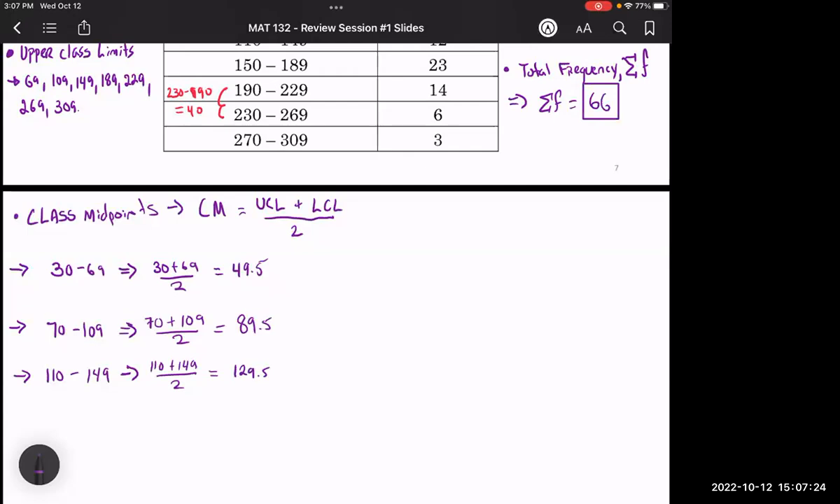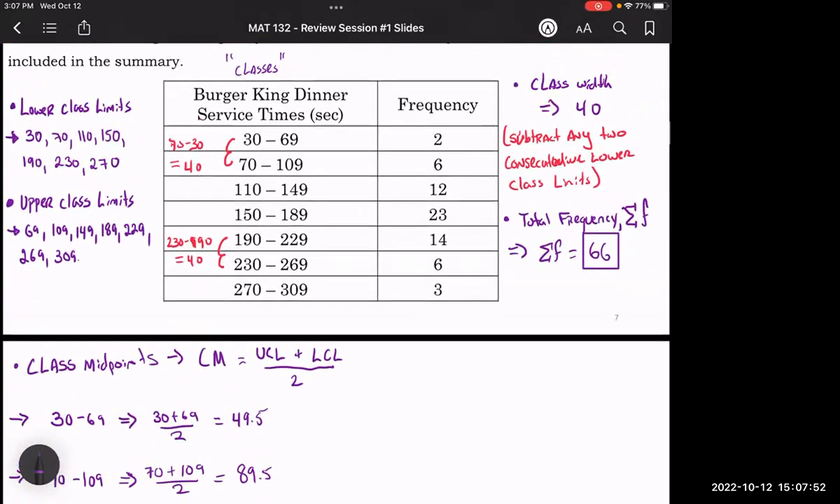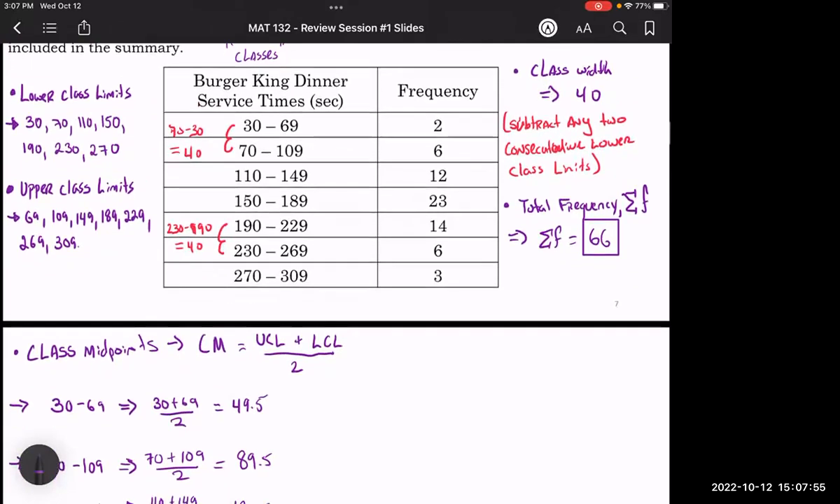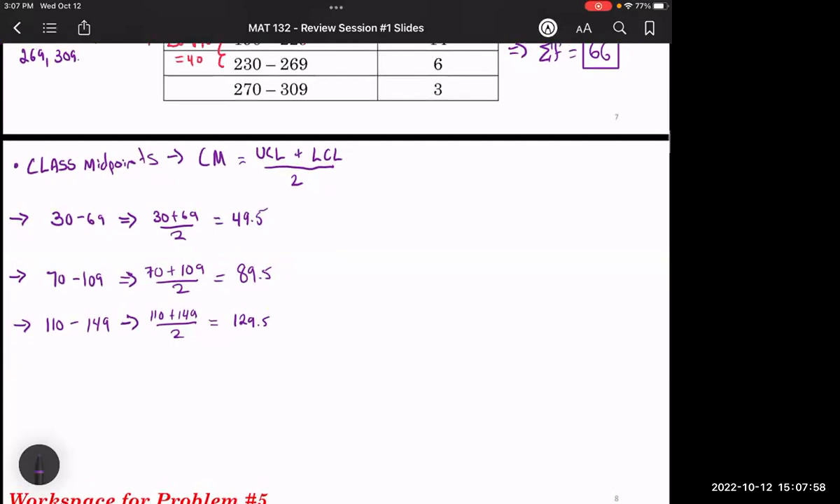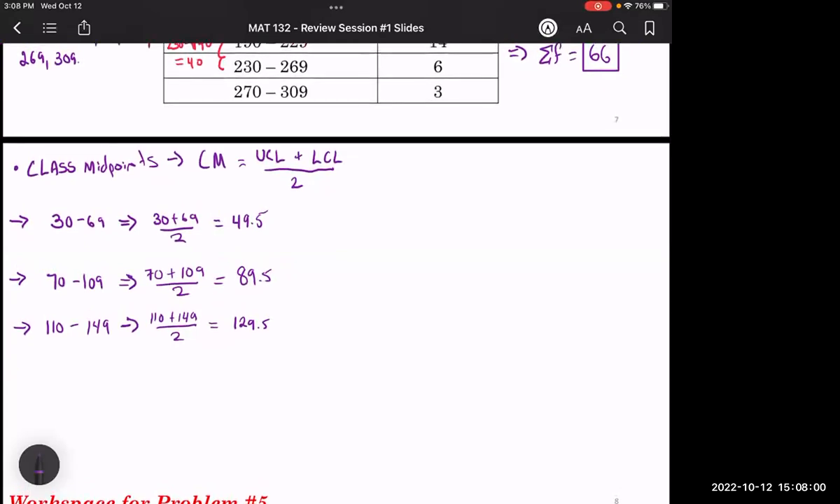And you could develop a pattern, by the way, right? Look at your first class midpoint. It was 49.5. The next class midpoint was 89.5, and the third class midpoint was 129.5. What's the pattern? Yes, it ends with 0.5, but there's another pattern you can recognize. What is it going up by? It's going up by 40s, right? And where do we get 40 from? The class width. So after you do a couple of the class midpoints, you should see that the class midpoints are increasing by exactly whatever your class width is.